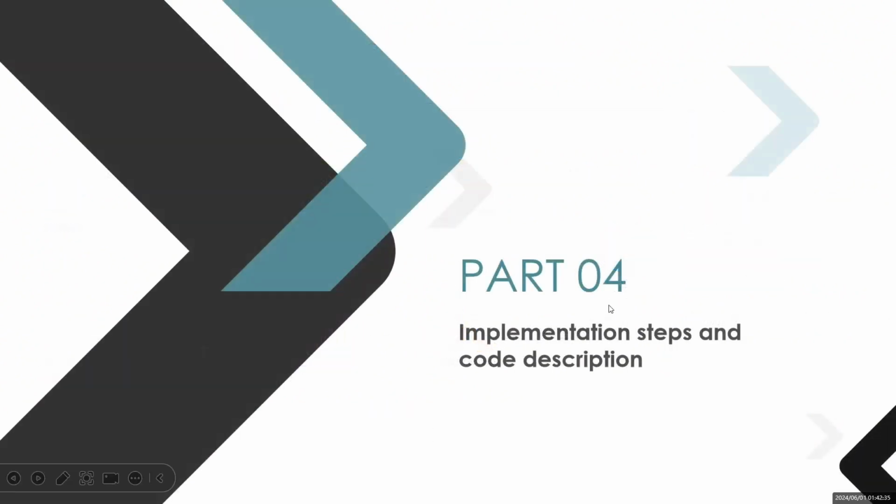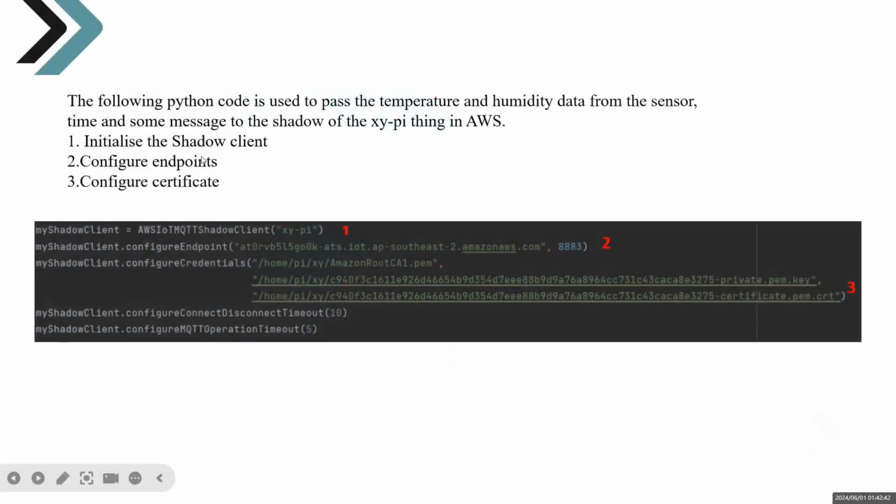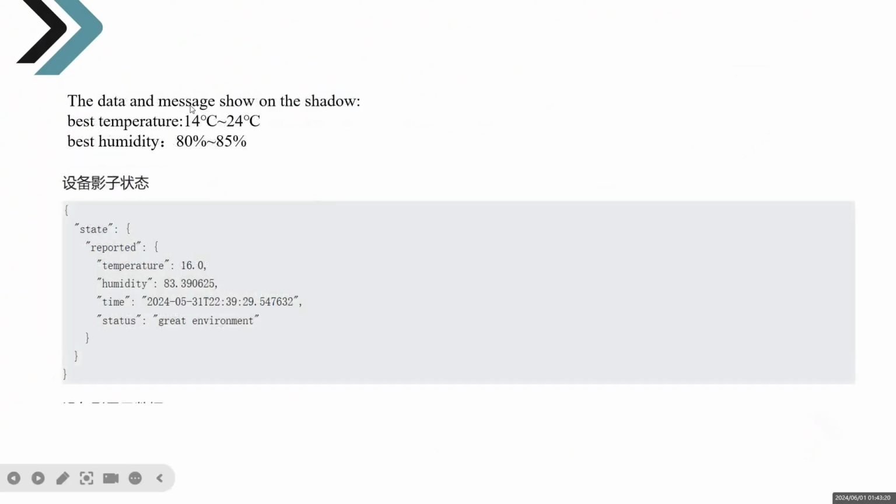And let's go to part 4, implementation steps and code description. The following Python code is used to send temperature and humidity data from the sensor, and the time and some message, to the shadow of the thing in AWS. This line initializes the shadow client, here we configure the endpoint, and this line configures the certificate. The data and the message will show on the shadow like this.